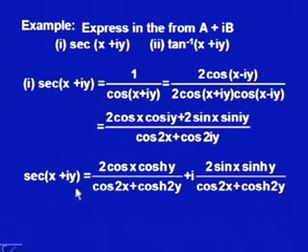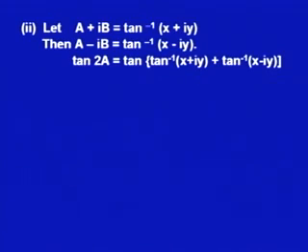So, sec(x + iy) is expressed as a real part plus i times the imaginary part. For the second part, tan inverse (x + iy), we take a + ib is tan inverse (x + iy), and we write a - ib is tan inverse (x - iy). Then adding these two we will get tan 2a is equal to tan of [tan inverse (x + iy) + tan inverse (x - iy)].